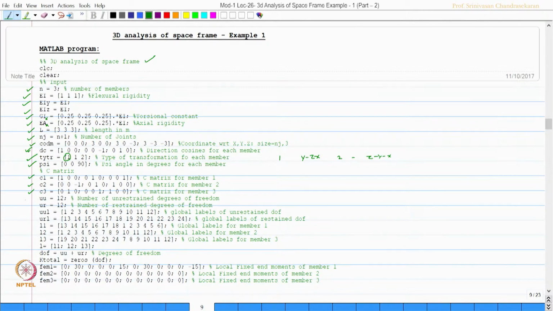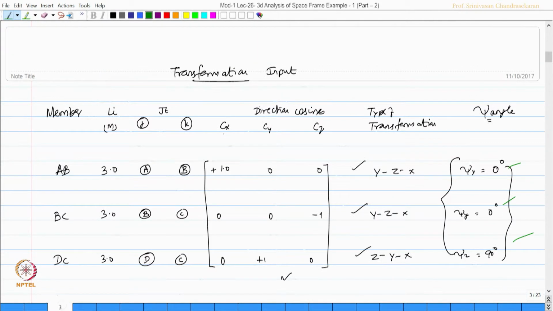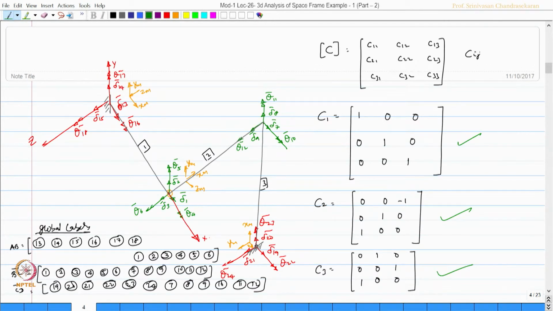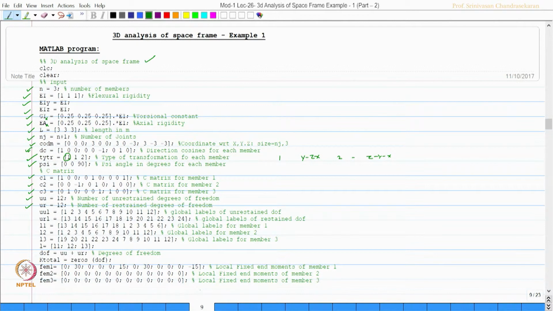Number of unrestrained degrees are 12, restrained degrees are again 12. The global label for unrestrained degrees you can see here, it varies from 1 to 12, restrained degrees 13 to 24, sorry. So, 13 to 24, 1 to 12.